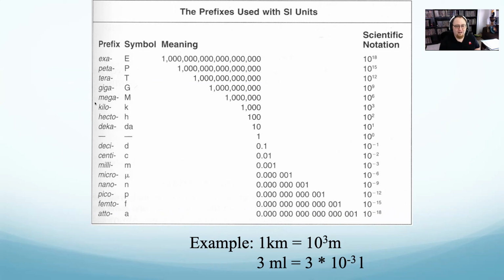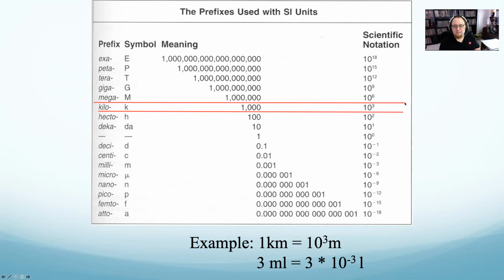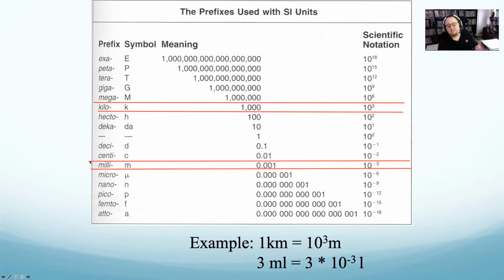For example, if I say we have a kilometer, it has a kilo, which is 1,000. What that means is 1 kilometer is 1,000 meters, in scientific notation or regular. And I can go further. If you say you have 3 milliliters, well, 1 milliliter is 10 to the negative third liters. So 3 milliliters is 3 times 10 to the negative third liters, and so on. Good so far? I'm sure you've all seen this before.